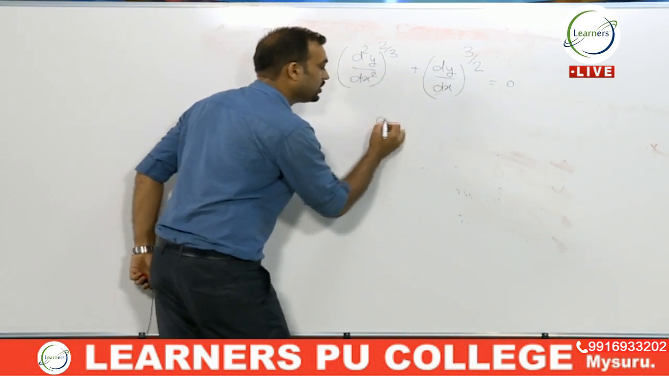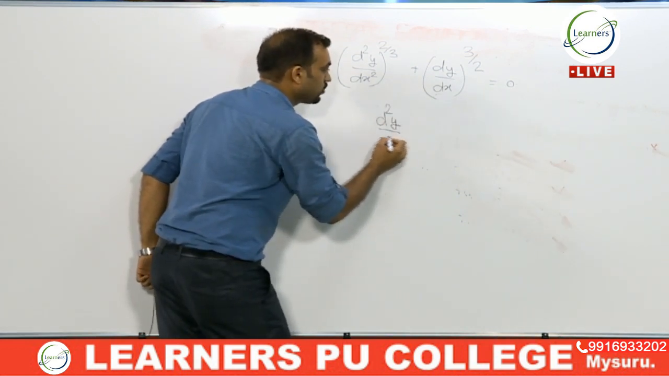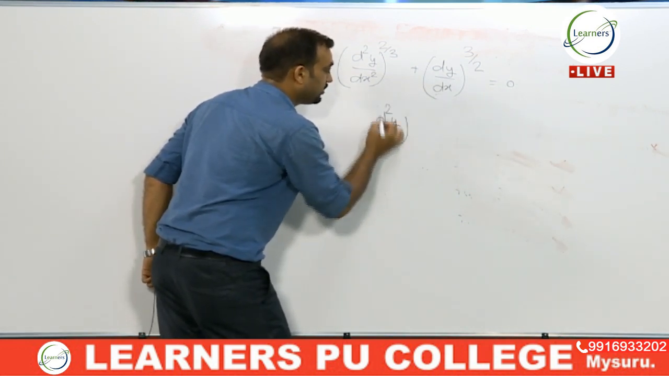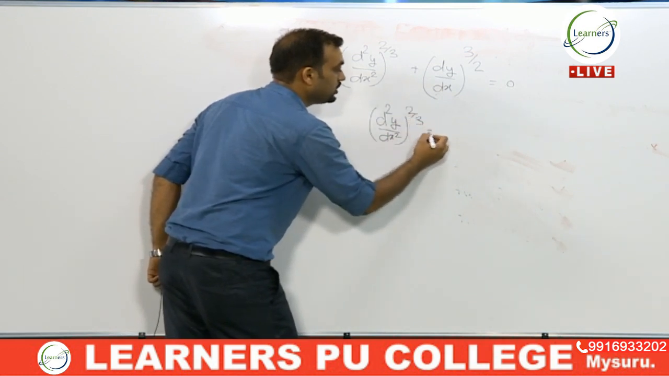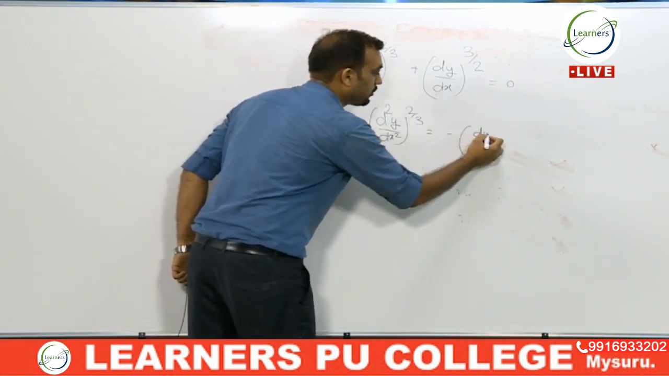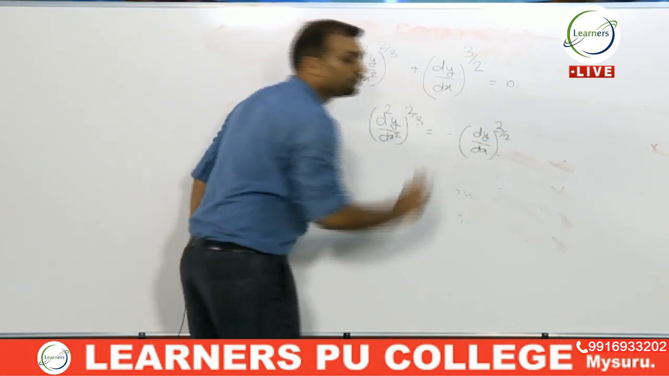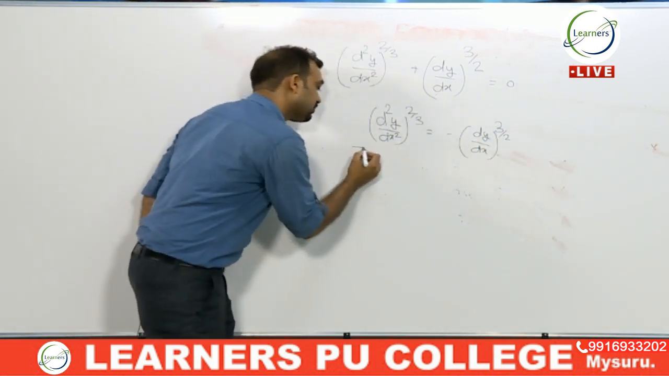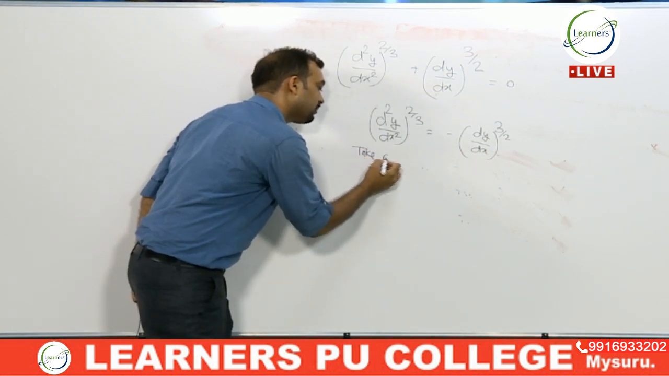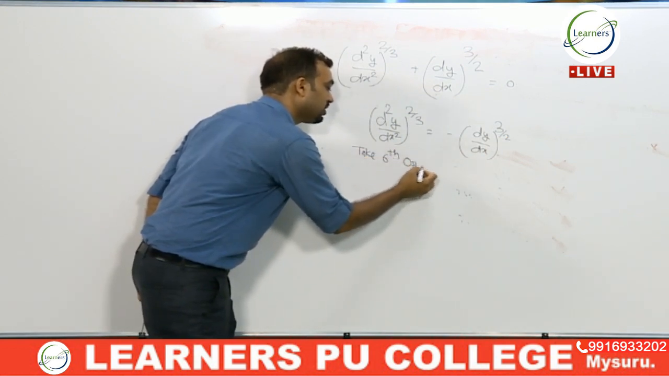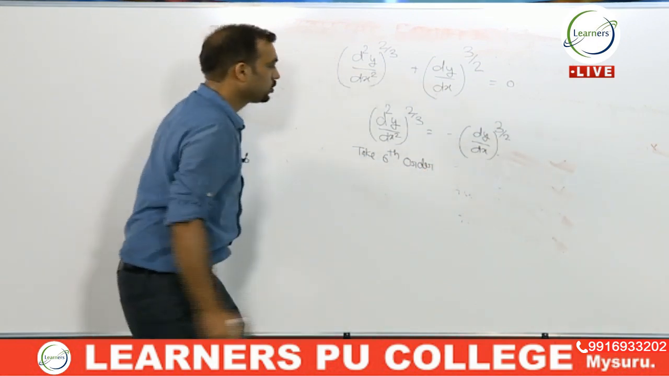So how can I write this down? This can be written as d square y upon dx square power 2 by 3 is equal to minus dy upon dx power 3 by 2. Now, can I take the 6th power of both sides? If I take the 6th order power of both sides, what will it become?